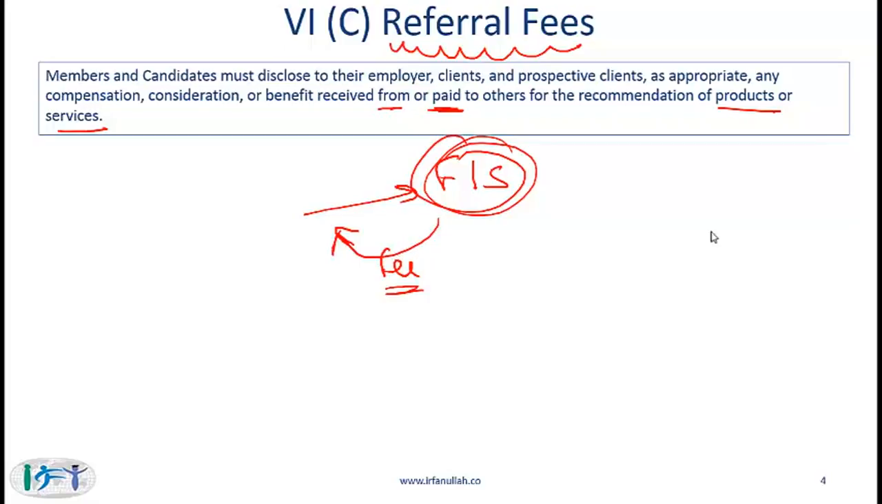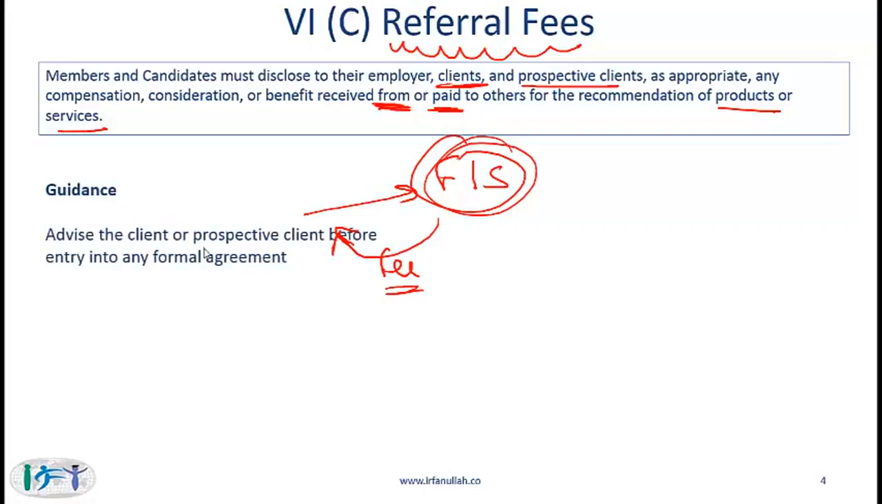Another situation is where clients have been referred to you. And let's say that when clients are referred to you, you need to pay a fee to the company or the person that has made the referral. Before signing up the new client, you need to make clear that you are receiving this referral fee. So that's why if you look at the standard, it refers to both benefit received from or paid to others. And also note that this needs to be disclosed not just to employers, but also to clients and prospective clients.